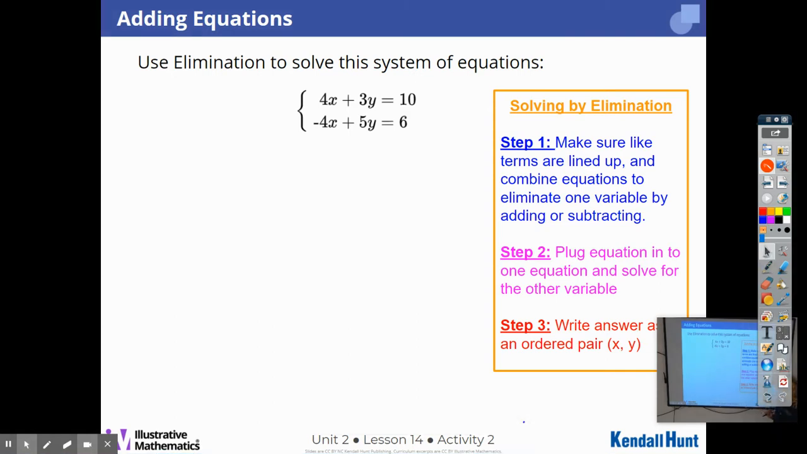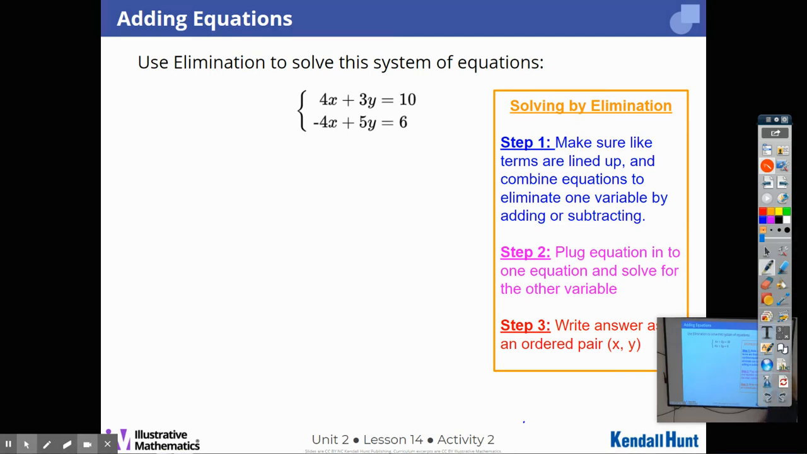The first thing that we're going to do is make sure that our like terms are lined up. You can see that we have x's, 4x and negative 4x, on top of each other, lined up. And then we have y's lined up, and 10 and 6 are our constants. So we have x's, y's, and constants. Now this could be in a different order. We could have y's and then x's and then constants, or any order as long as they're the same for both equations.